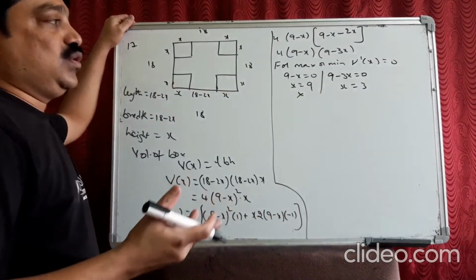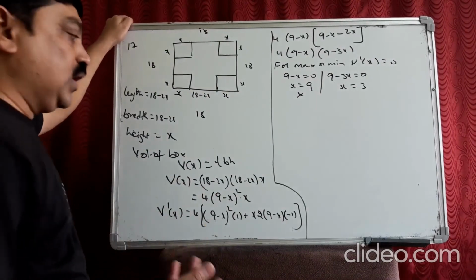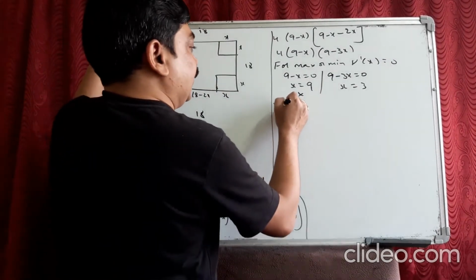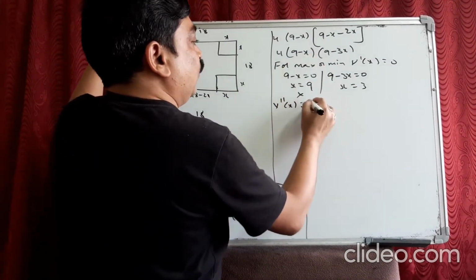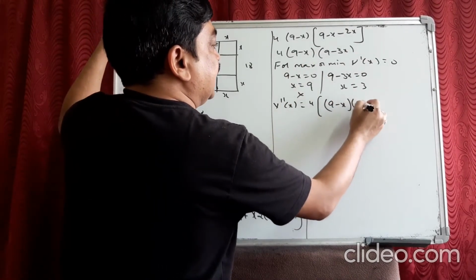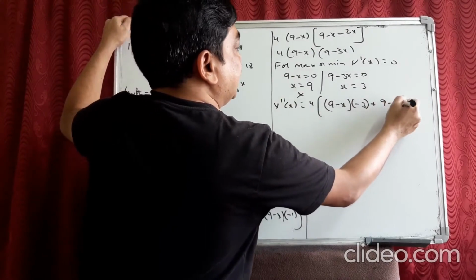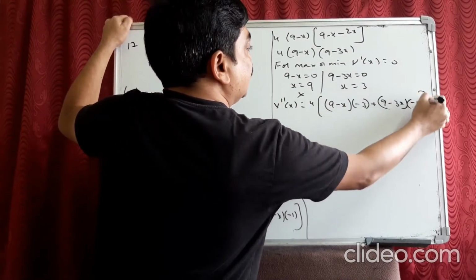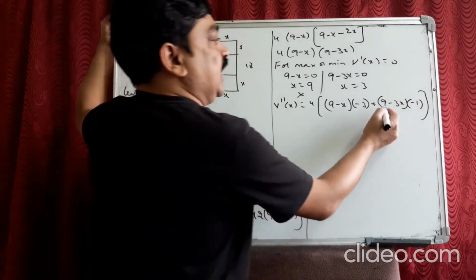But we are not sure that it is giving maximum volume or not. So go with the double derivative. Double derivative, 4 into UV rule: 9 minus x into minus 3 plus 9 minus 3x into minus 1. So if I substitute x as 3, this becomes 0.